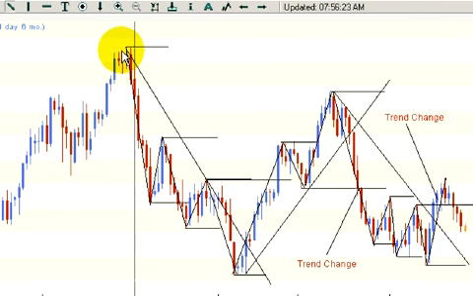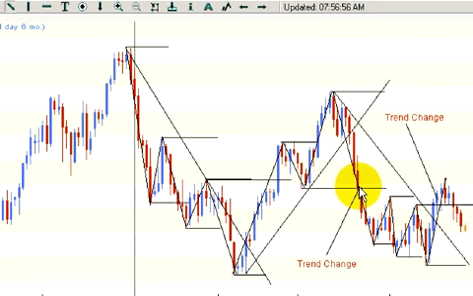So in a downtrend, the trend changes when 1. The trend line has been breached, and 2. The most recent previous peak has also been breached. In an uptrend, it's exactly the opposite. The trend only changes once the trend line has been breached and the most recent previous support area is breached, and the trend changed at this point here.